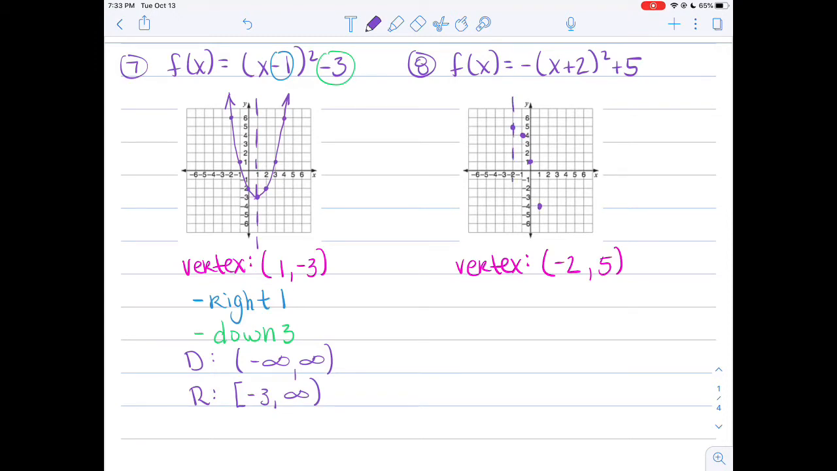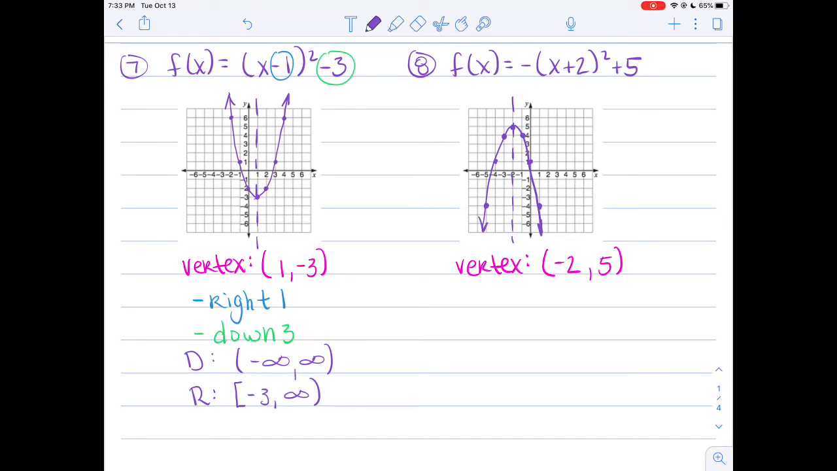Let's go ahead and draw the axis of symmetry, and that allows me to reflect those points in order to get the rest of the curve. And negative 5, negative 4. So my graph is going to look something like this.